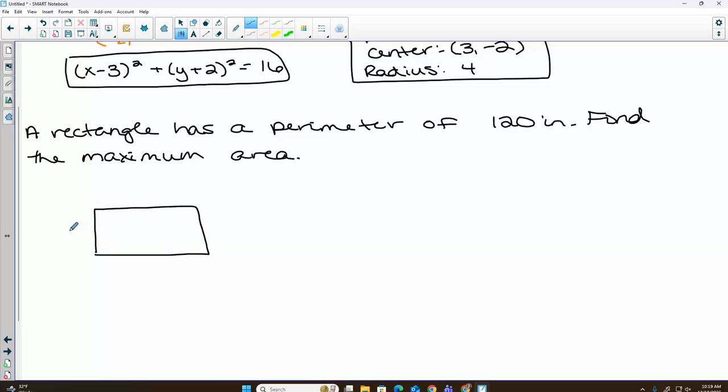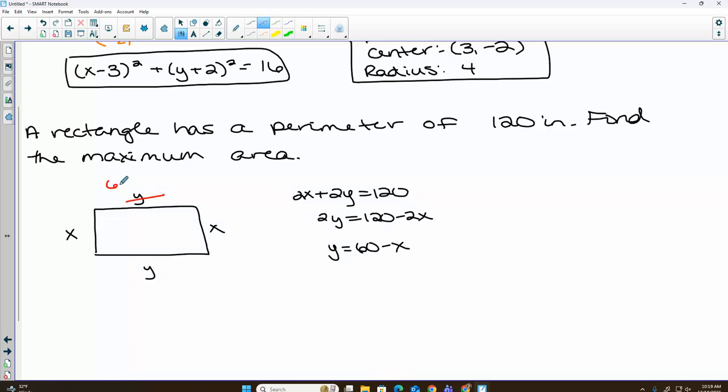The perimeter is 120, so I know in a rectangle, opposite sides are equal, so I can call these x and y. Perimeter is when you add all 4 sides, so 2x plus 2y equals 120. We can't solve it with 2 variables, so get y by itself. Divide by 2, so we get 60 minus x. So instead of calling this side y, I'm going to call it 60 minus x.